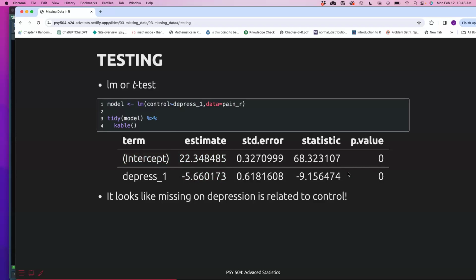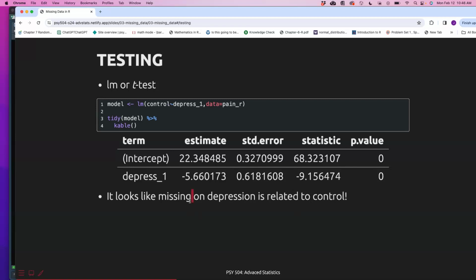So these are the type of relationships we're looking for, right? Statistically significant relationships to prove, I wouldn't say prove, but to make the case for the missing at random assumption or mechanism. And given that it's statistically significant, it looks like missingness on depression is related to control. So we have a MAR mechanism here. Awesome. That's what we want.